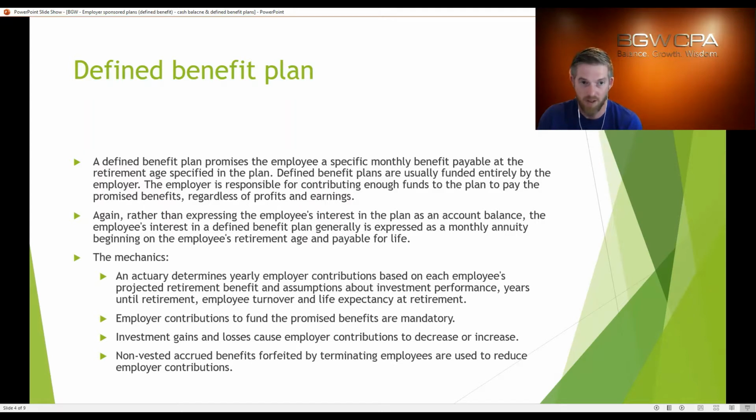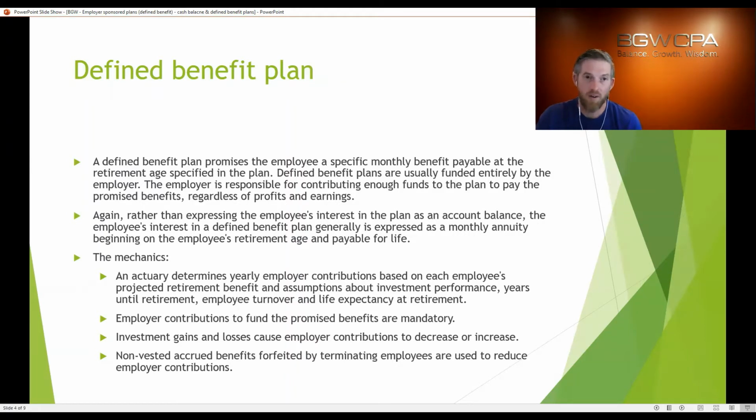So whether the company is profitable or not, it is still obligated to make the defined benefit plan work for the employees. Again, rather than expressing the employee's interest in the plan as an account balance, the employee's interest in a defined benefit plan is generally expressed as a monthly annuity beginning on the employee's retirement age and is payable for life.